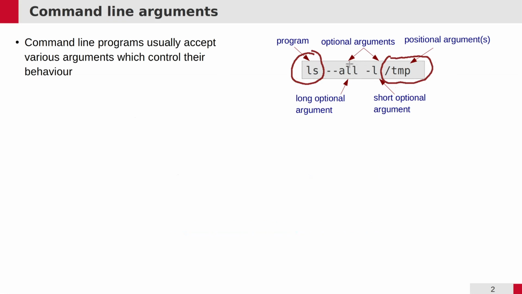Or I could also pass some so-called optional arguments, which you can recognize by the dashes here. They start with a double dash or a single dash. For example, here, in order to make sure that all the files are listed, also the hidden files, not just the normal ones, or the -l option to make sure that in addition to the file name, additional information is shown when I'm listing a directory. So those are the so-called arguments.